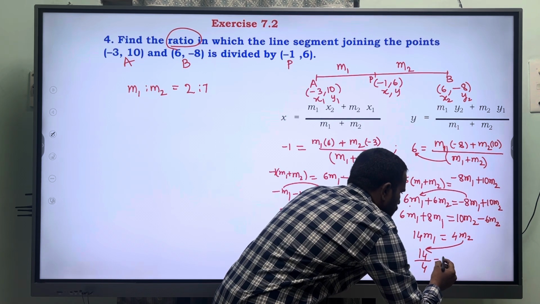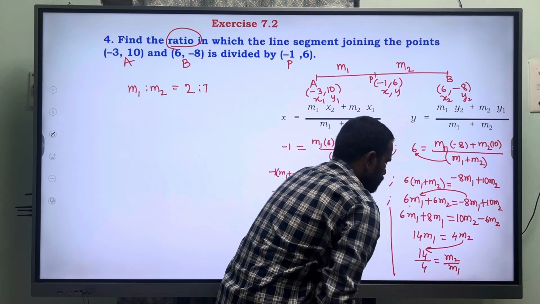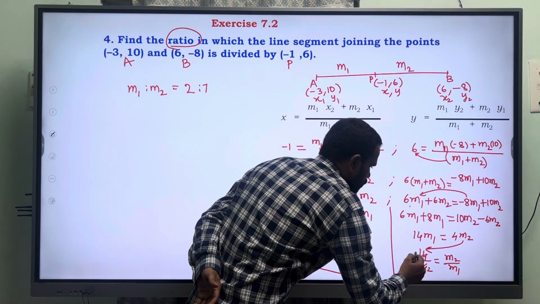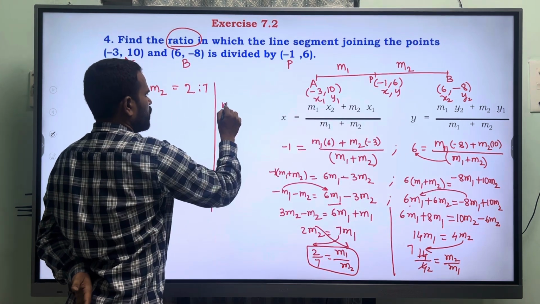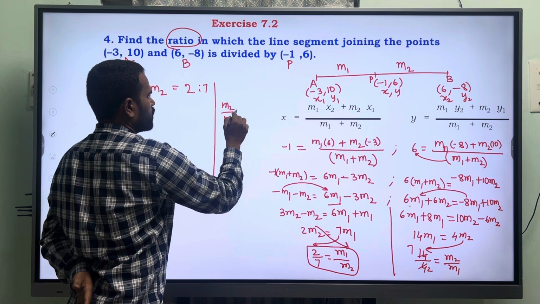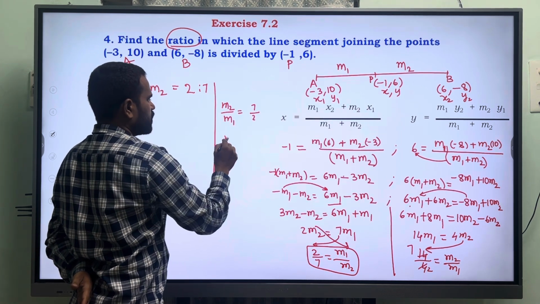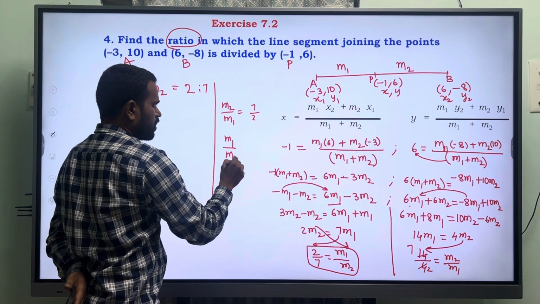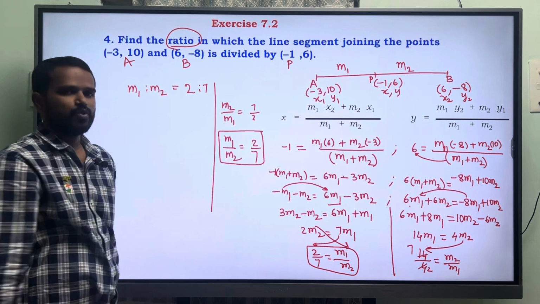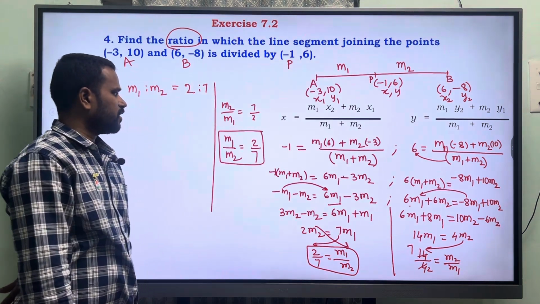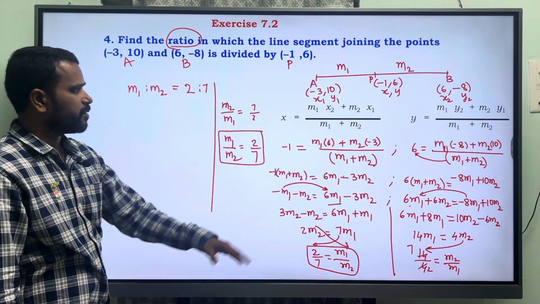okay, m2 by m1. So this becomes 2 2s are, 2 7s are. This is m2 by m1, right? So m2 by m1 is equal to 7 by 2, and if you reciprocate this, m1 by m2 becomes how much? 2 by 7. I think you are understanding. Okay, either way you can do it and you will get the same answer.